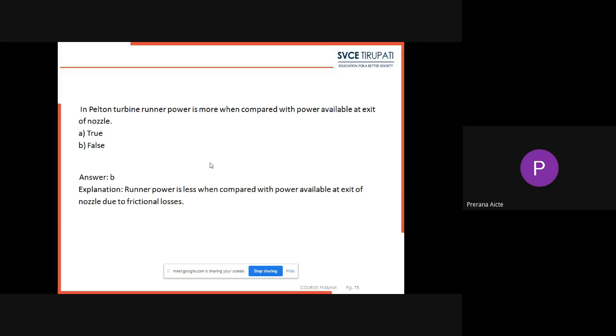In Pelton turbine, the runner power is more when compared with power available at the exit of the nozzle. But it is a false sentence. The runner power is less when compared with the power available at exit of the nozzle, due to frictional losses.